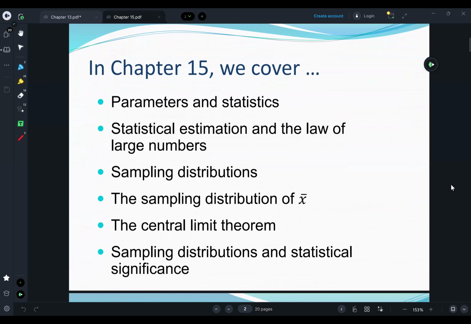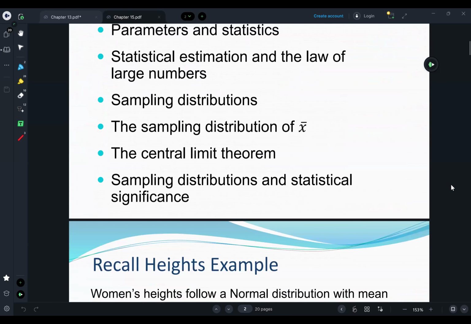So we look at parameters and statistics, and we look at statistical estimation and the law of large numbers, sampling distributions in general. What can we do with these? The sampling distribution of X bar, that's the mean, if you remember way back from chapter 2, and the central limit theorem, and the sampling distributions and statistical significance. So moving on to here.